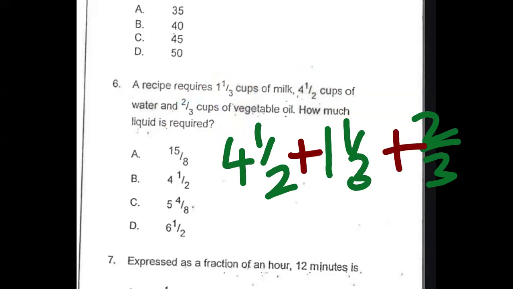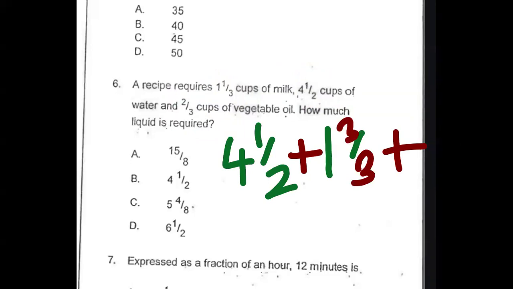So 2/3 plus 1/3 will be 3/3. 1 and 3/3, don't it? So let me try to use my eraser here. So we're going to have 1 and 3/3. But 3/3 is 1. So 1 plus 1 is going to be 2. Right?